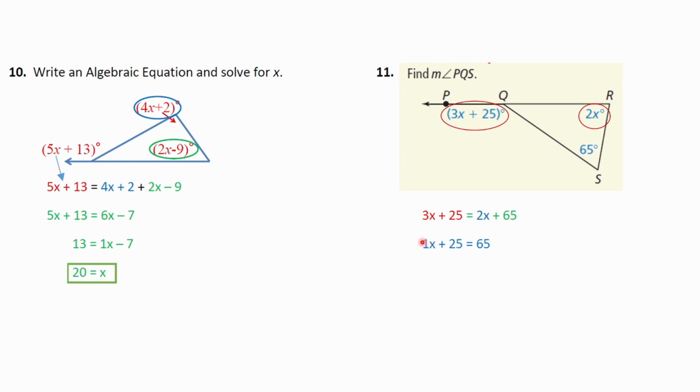And I get 1x left over on the left, plus 25 equals 65. Subtract the 25, and I get x is equal to 40. But again, I'm not done just solving for the variable. It doesn't want the variable, it wants the exact measure of angle PQS. So we will substitute that back in. We get PQS is equal to 3 times 40, which is our value of x, plus 25, which means that measure of angle PQS is equal to 145.